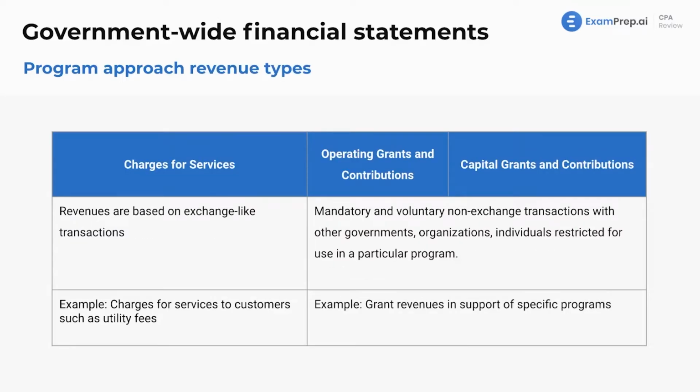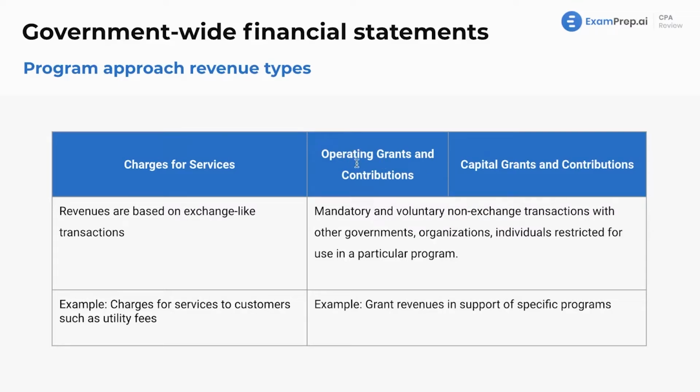Program approach revenue types. All right, let's break this down even further. Now, charges for services. This is business type, right? Revenues are based on exchange-like transactions, business. An example of that is a charge for services to customers such as utility fees. You do pay for your electric. You do pay for your water. And it's based on usage.